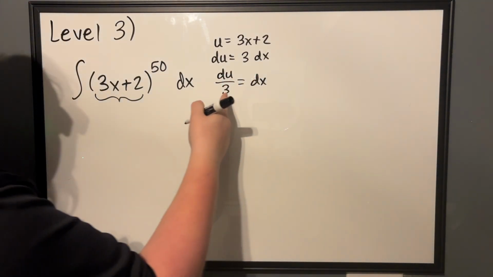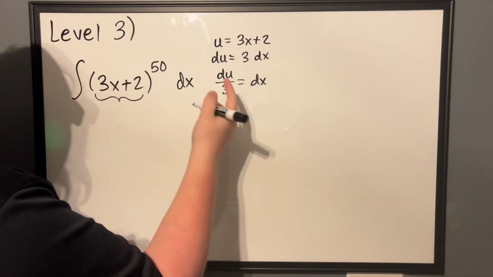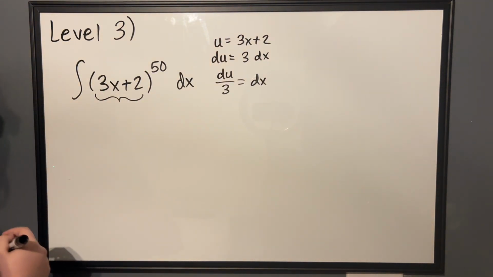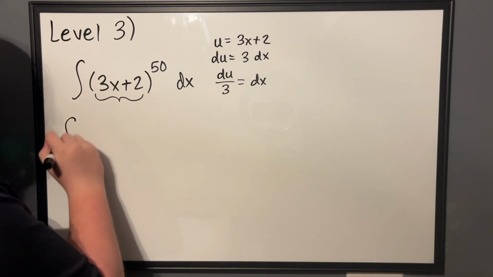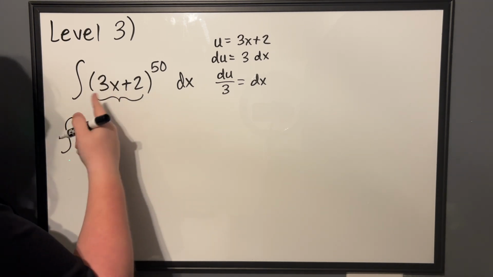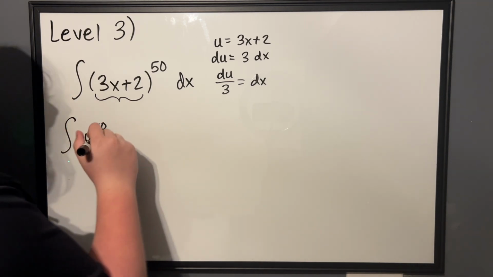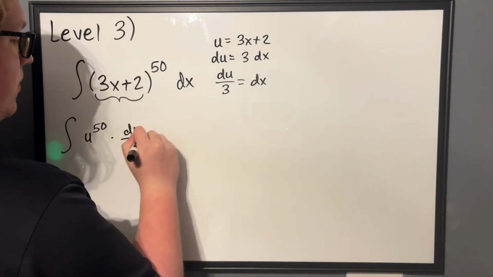So now we're able to immediately switch this, right? We're going to change dx to du over 3, and we're going to change 3x plus 2 into u. So we rewrite the integral. We have the integral, well, this just turns to u to the 50th power, and then the dx turns into du over 3.